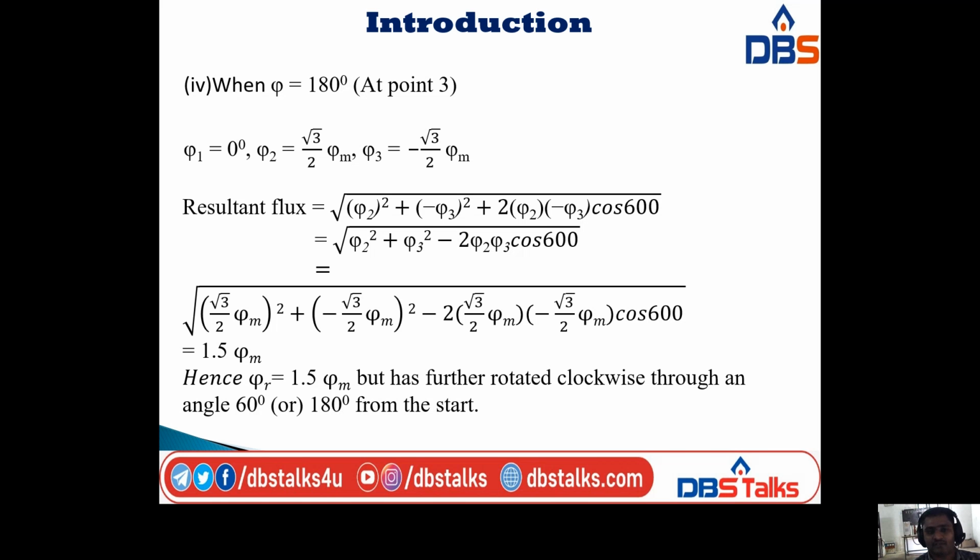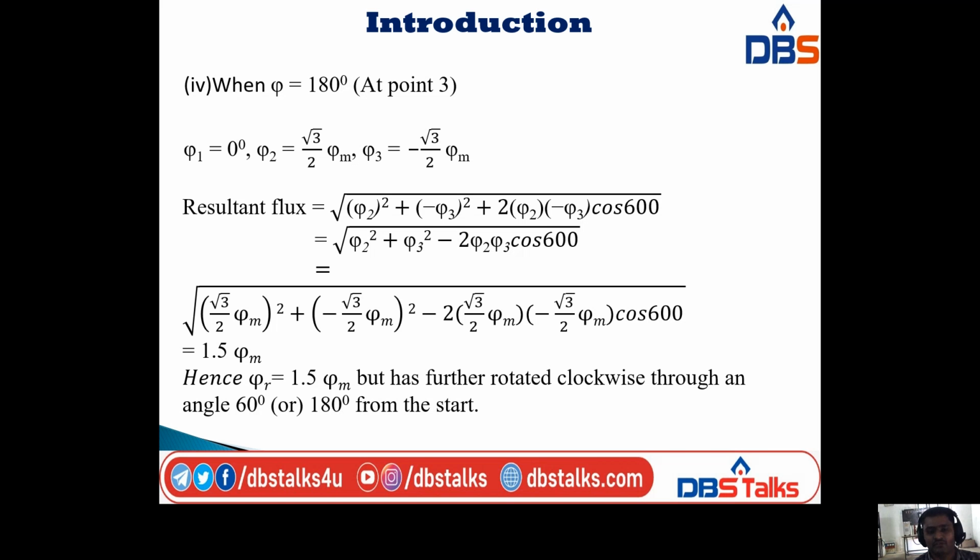From that we have the values: phi 1 is equal to 0, phi 2 is equal to root 3 by 2 into phi m, and phi 3 is equal to minus root 3 by 2 into phi m. Please substitute these three values in the resultant flux formula, that is root of phi 2 whole square plus phi 3 whole square minus 2 into phi 2 into phi 3 into cos 60 degrees.